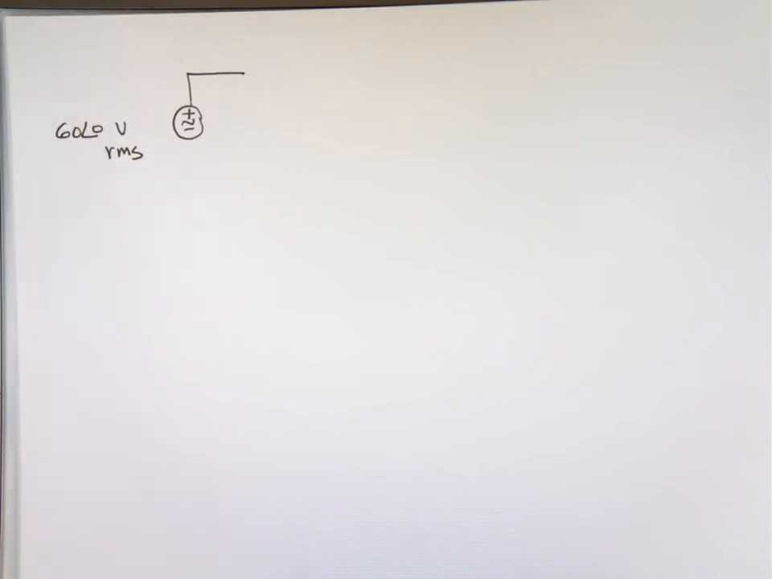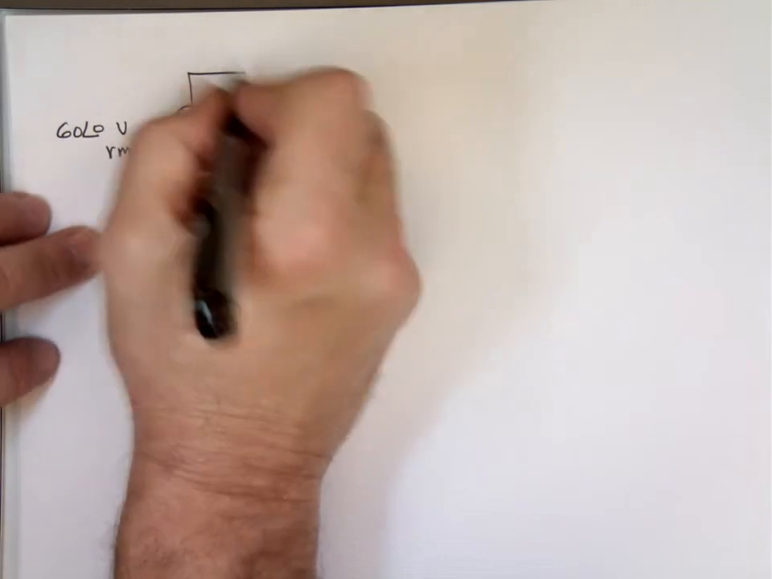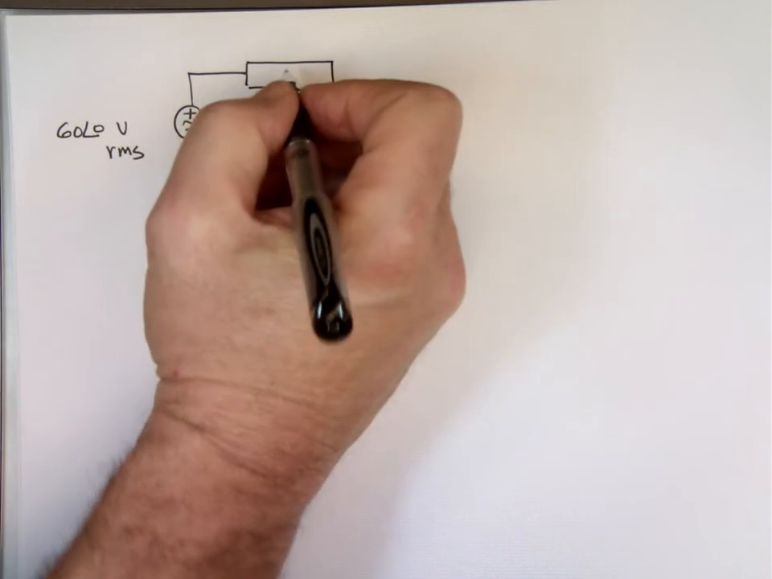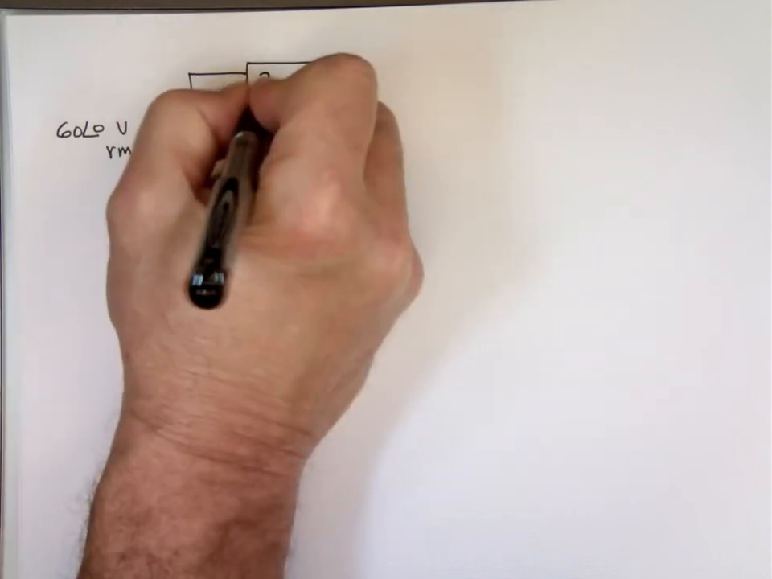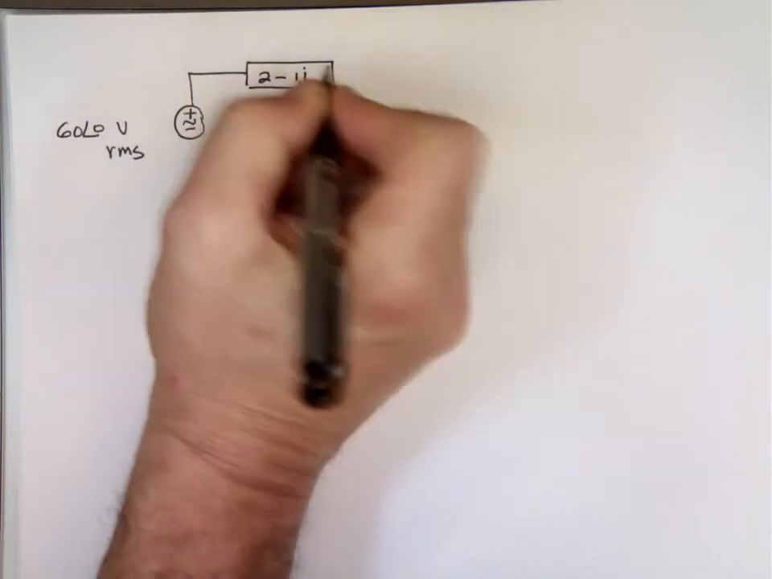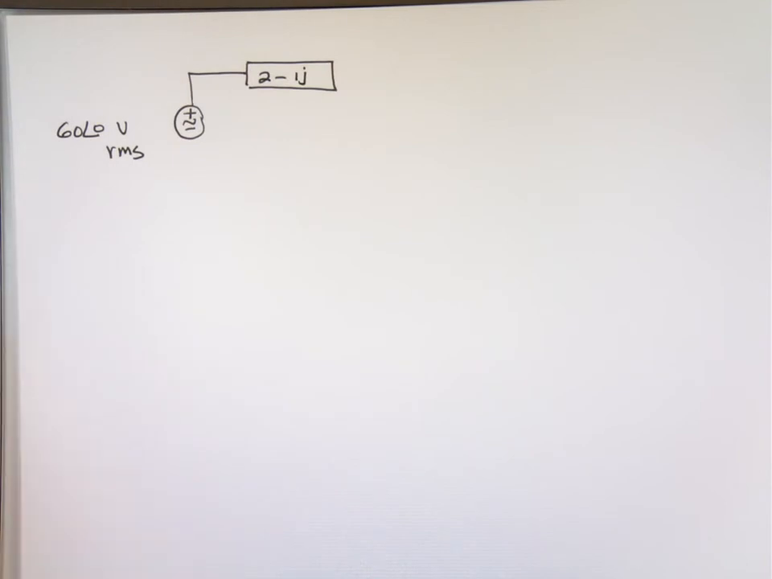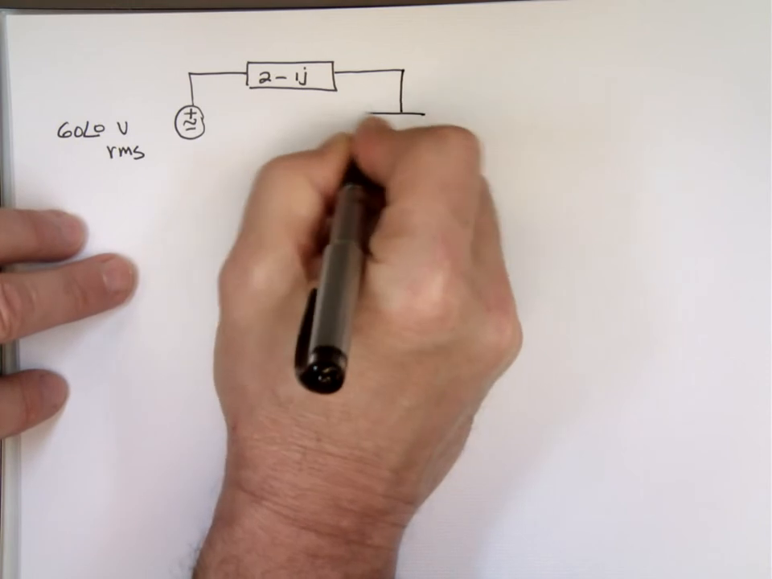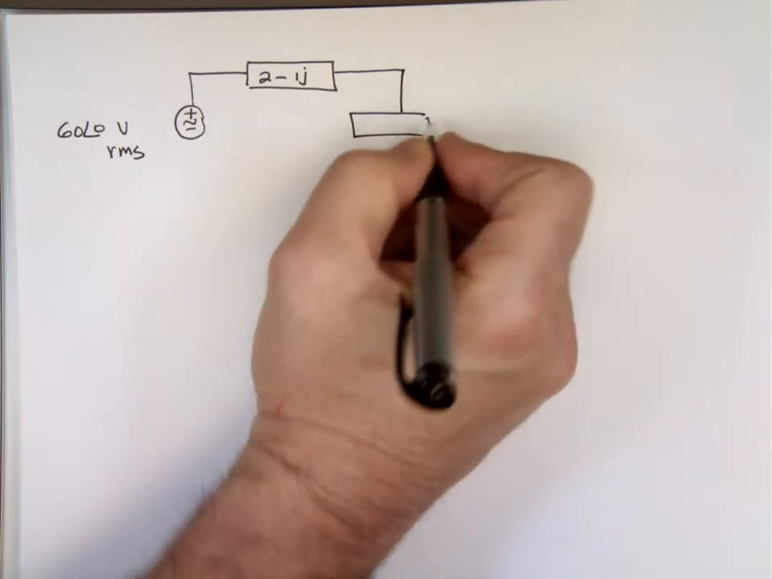So the line itself, the wiring here, has an impedance, or it could be something else here. But right here, I'll do some wires in a minute there. 2 minus 1J. And we have a load here of 1 plus 5J.